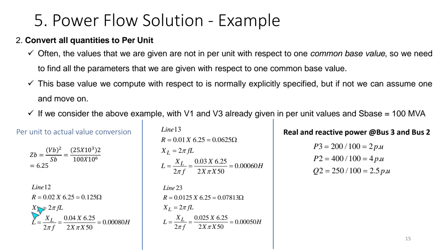Then our line resistance and reactance. The line resistance for line 1 2, from the given data in the SLD from the previous slide, is 0.02.